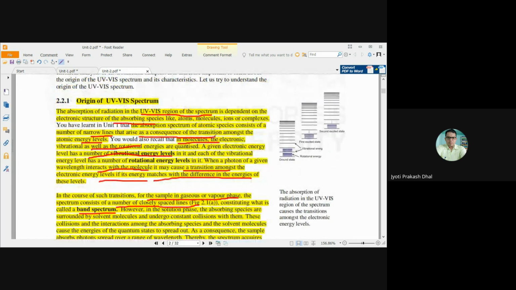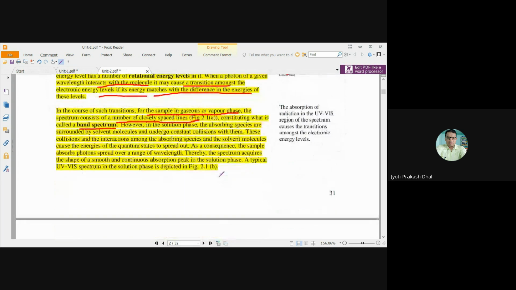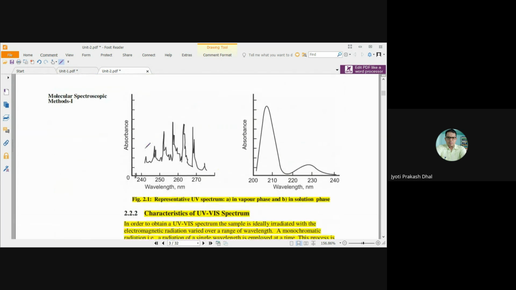We can see that very closely spaced lines are there between the electronic energy levels. We can find vibrational energy levels, and within each vibrational energy level we can find rotational energy levels. So very closely spaced lines are there. So in case of molecules and complexes, we will observe band spectra.